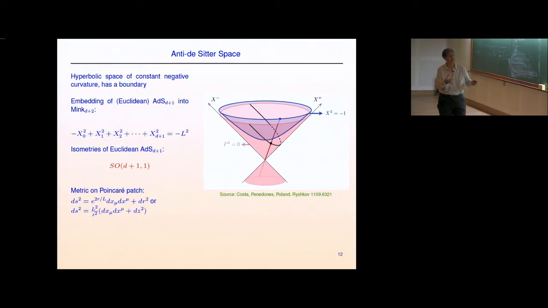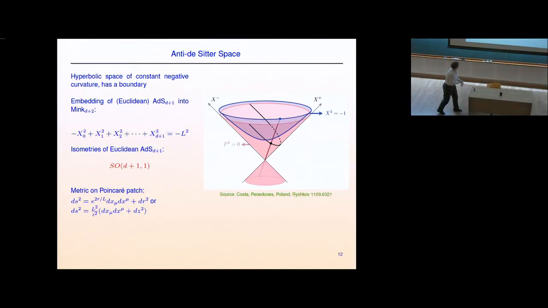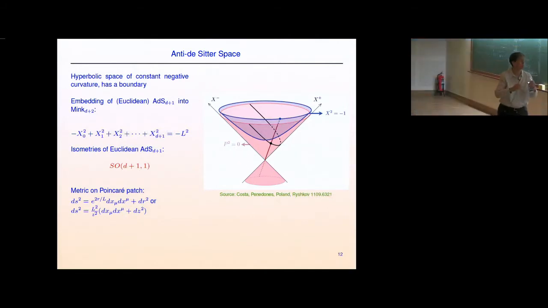This is now an example in low dimensions. This blue hyperbola is your anti-de Sitter space, and if you carry this out all the way to infinity, then the circle at infinity will be your boundary. Now, given this equation, you can immediately write the group of symmetries, the isometries of the space, and it's given by this group SO(D+1, 1).